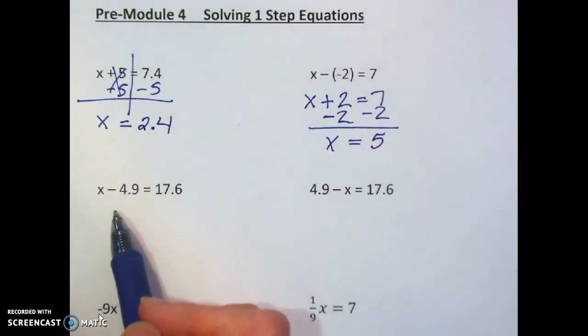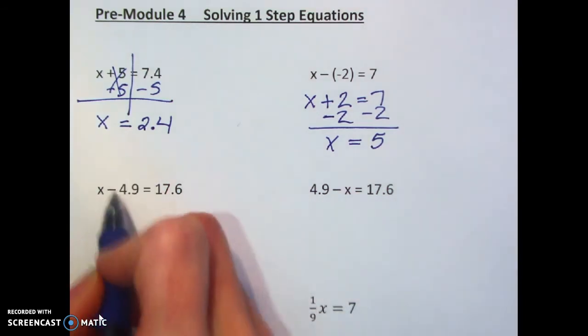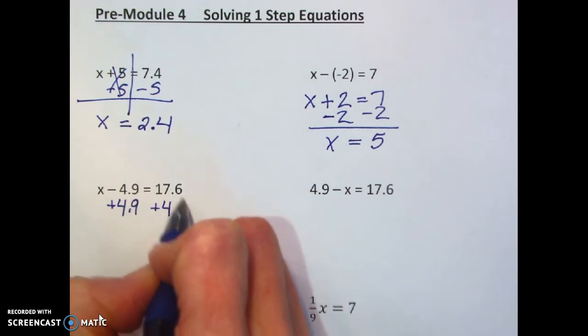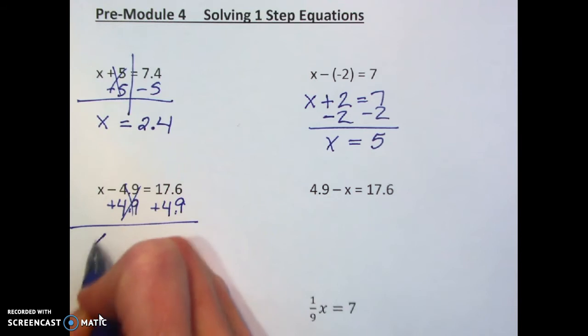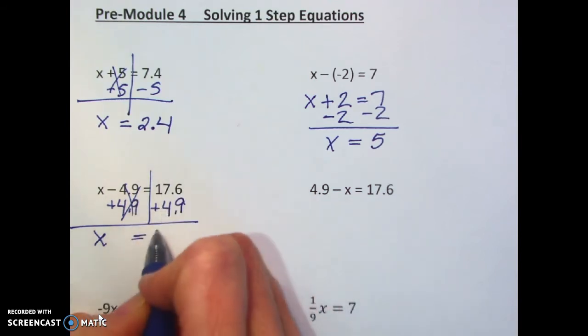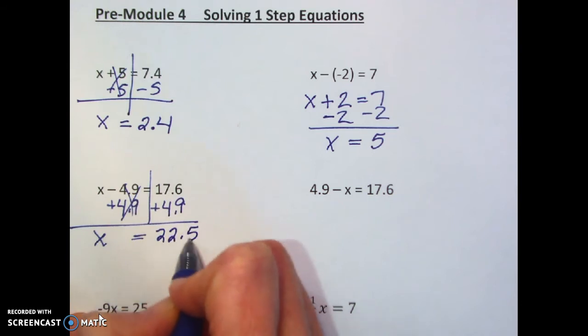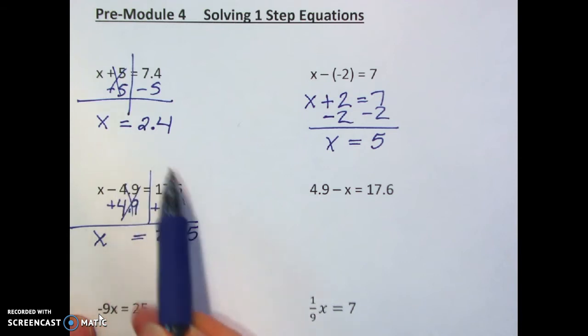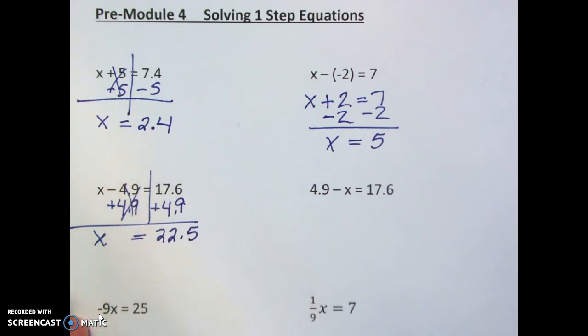Down here, this is a subtraction problem. If we're subtracting, in order to undo the subtraction, we're going to add 4.9 on both sides to get x by itself. 17.6 plus 4.9 gives us 22.5 for our missing number. And again, you can check these. 22.5, take away 4.9, gives you 17.6.